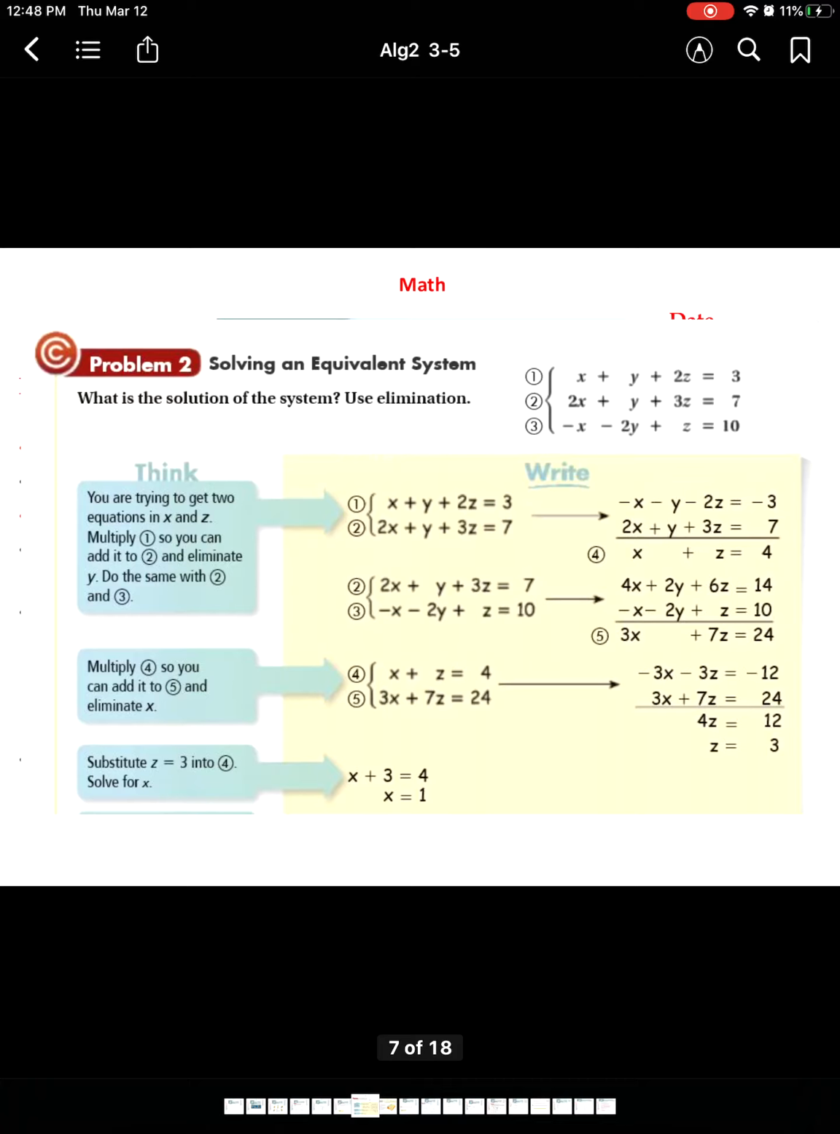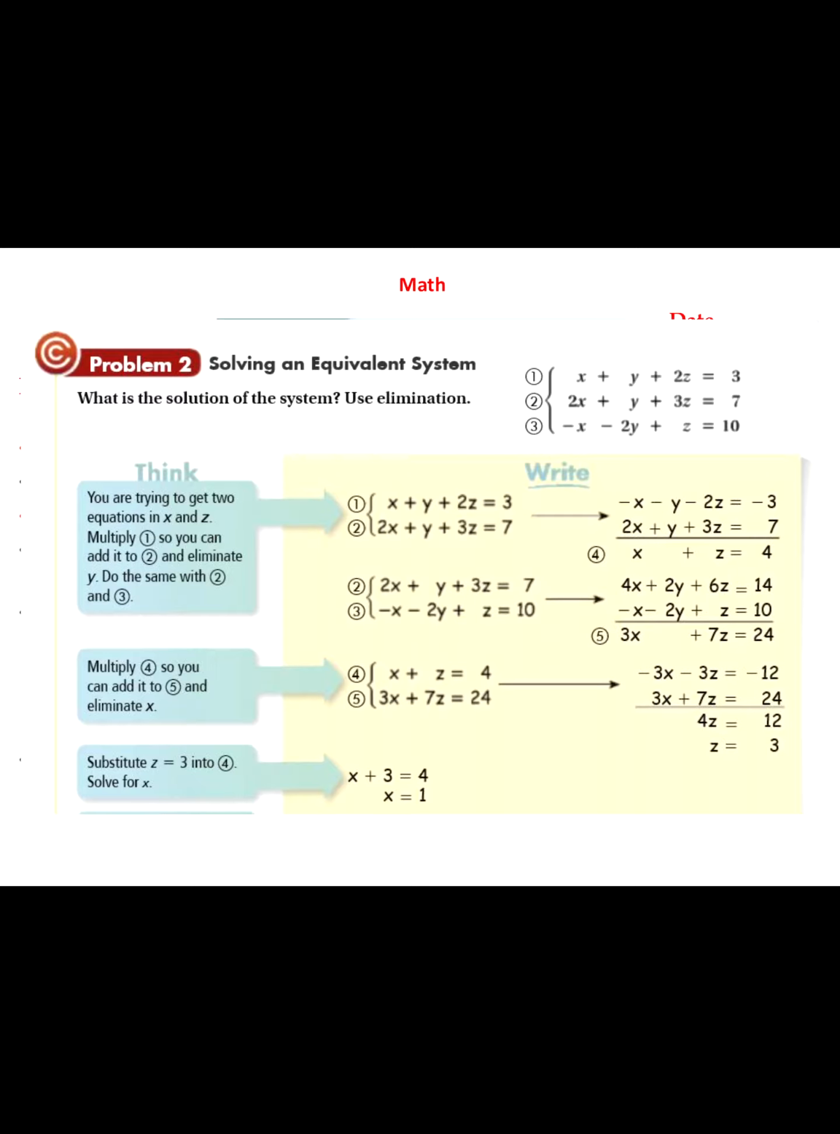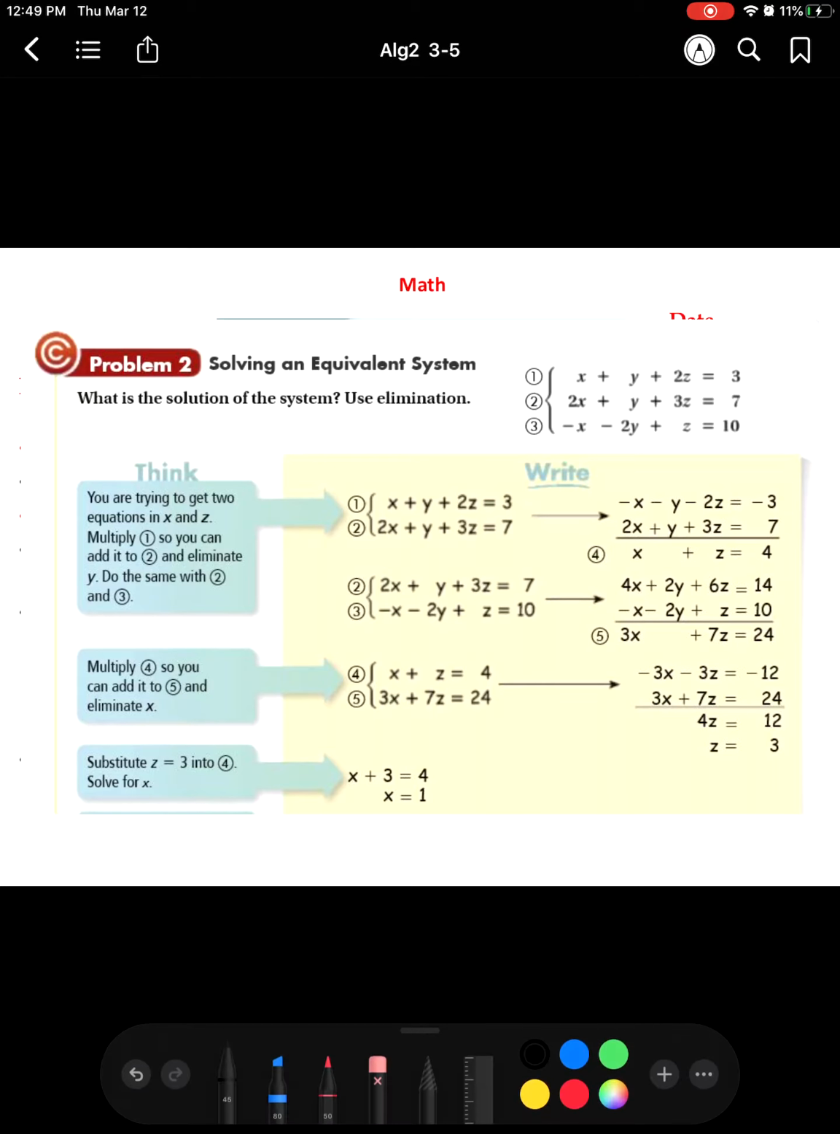Here we choose to eliminate y. Why is that? Because in the first and the second equation, the y coefficient is the same. So I can easily subtract the two equations, 1 and 2. I can subtract them and I can get x plus 4z equals 4. Then I will deal with the second and the third equation.